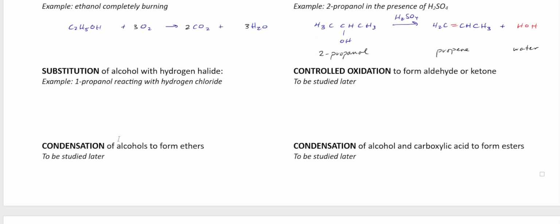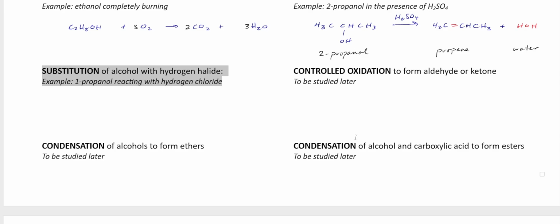The final reaction that we're going to look at today is a substitution reaction. You'll note that these reactions right here, controlled oxidation and condensation, we're going to study later in more detail, so we're not going to put examples here. This will be our final one for this lesson.